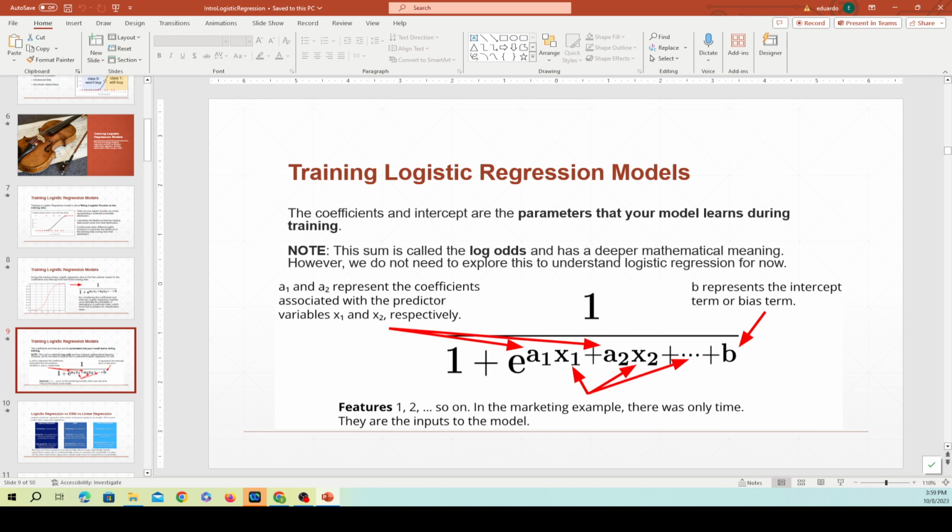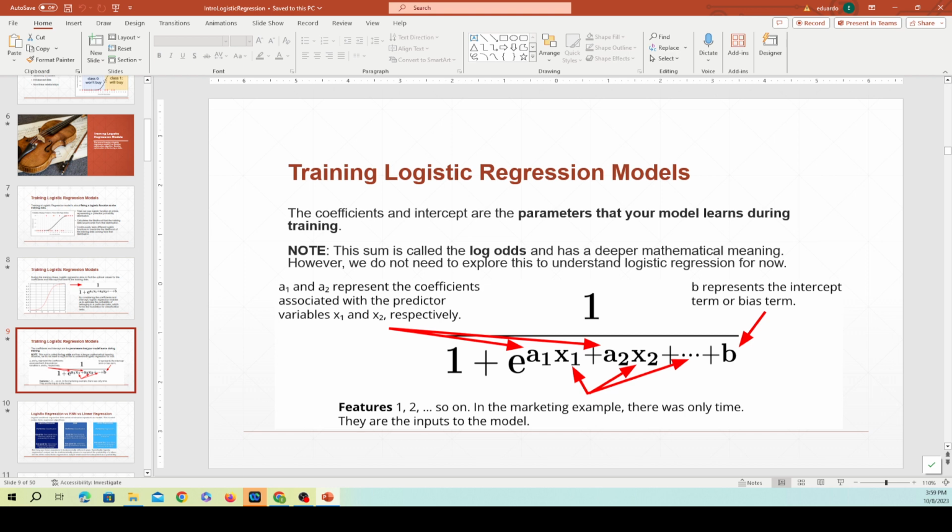This sum is called the log odds and has a deeper mathematical meaning. However, we do not need to explore this to understand logistic regression for now. A1, A2, A3, A4, and so on represent the coefficients associated with the predictor variables x1, x2, x3, x4, and so on. B represents the intercept, or the bias term. The x1, x2, x3, x4, x5, and so on are called the features.